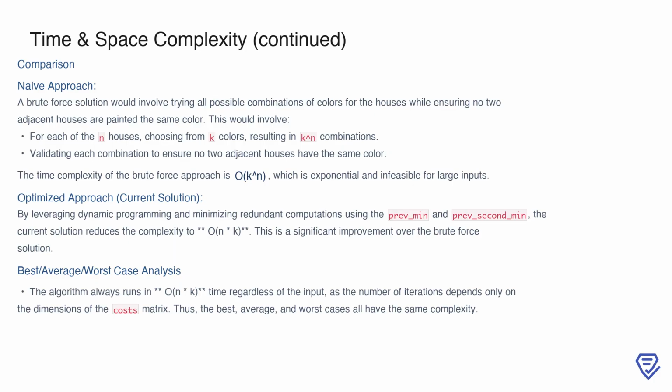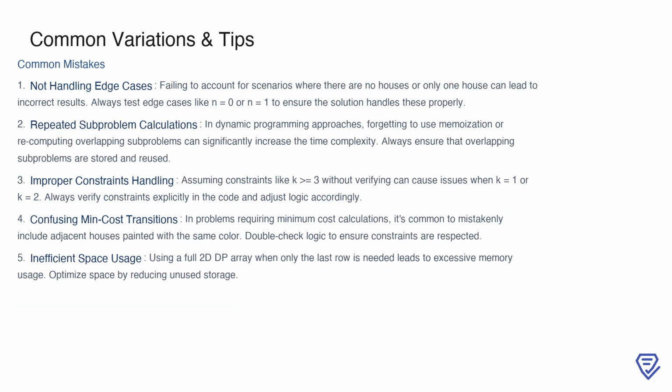This means the best, average, and worst-case scenarios all have the same complexity of N * k, making the solution both efficient and predictable. When solving this problem, there are several common mistakes to watch out for. First, failing to handle edge cases can lead to incorrect results. For example, scenarios where there are no houses, or only one house, should be explicitly tested with cases like n = 0 or n = 1. This ensures the solution is robust and doesn't break in these corner situations.